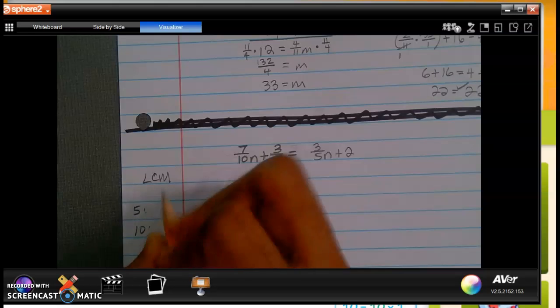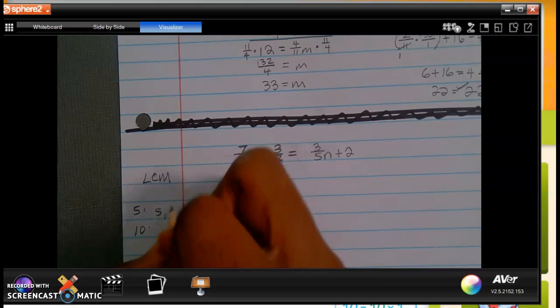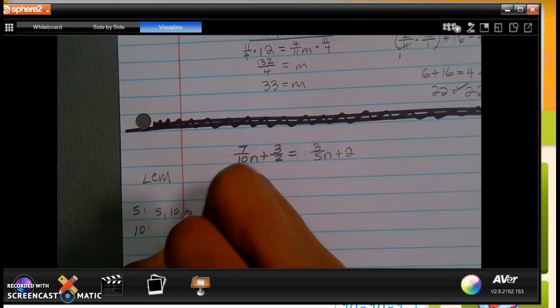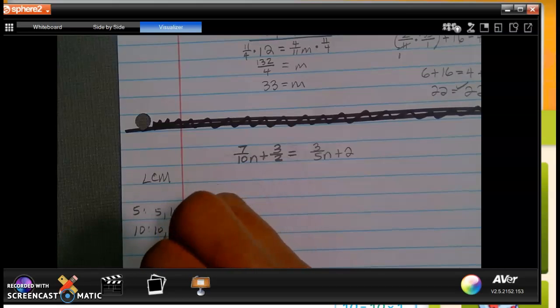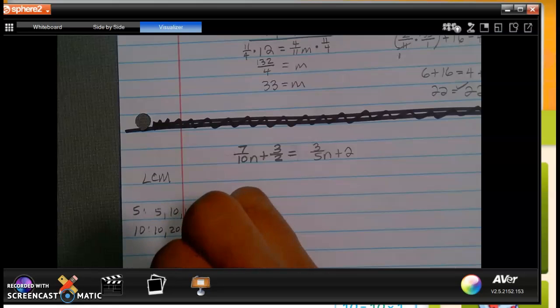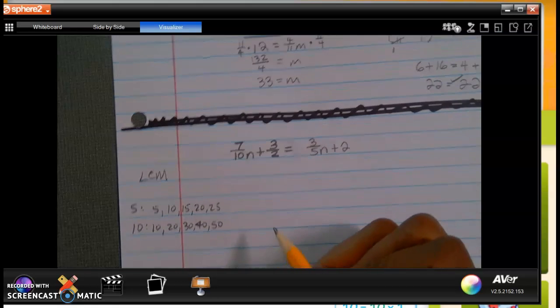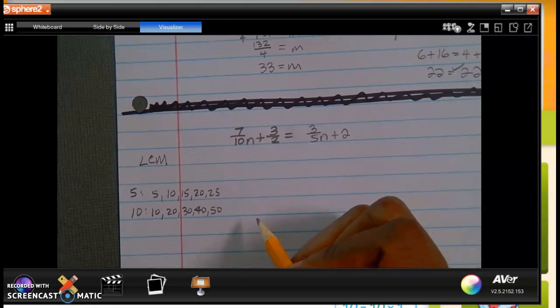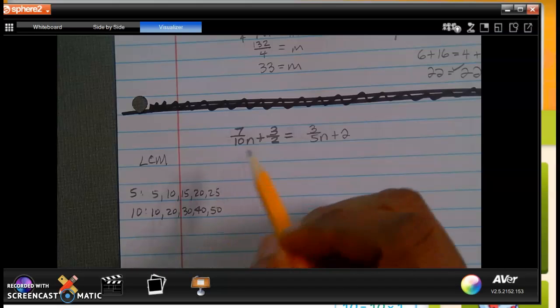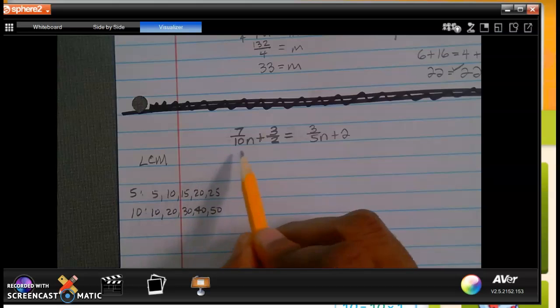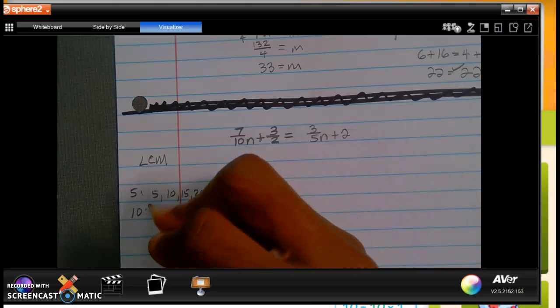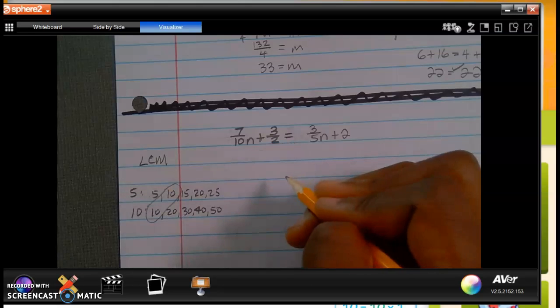think about your multiplication facts, okay? I know that 5 times 1 is 5. 5 times 2 is 10. 5 times 3 is 15, so on and so forth, okay? I'm going to do a couple of those out. 10 times 1, 10. 10 times 2, that's what your multiples would be, okay? Now, when I think about least common multiple, just as it says, I want the least number that they have in common. And the reason I'm using 5 and 10 is because of the denominators, by the way. Okay, I want to remind you. So my least common multiple is actually going to be 10.